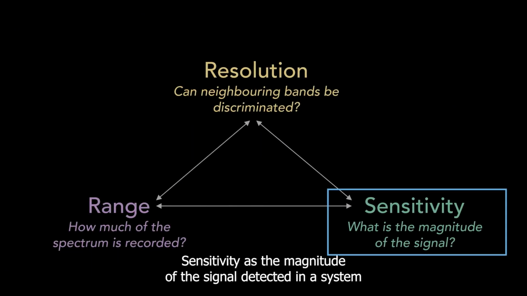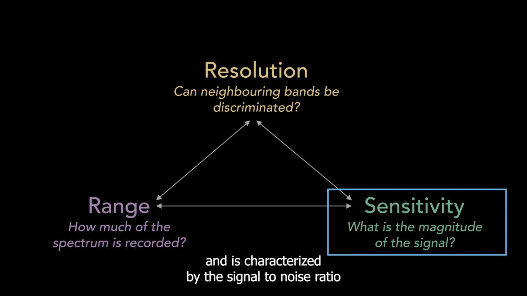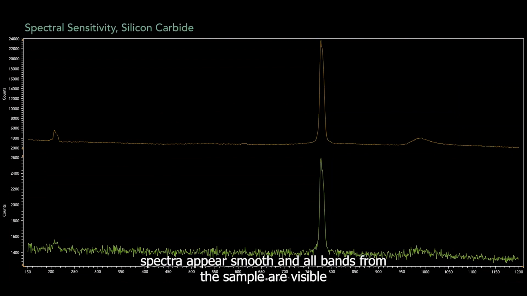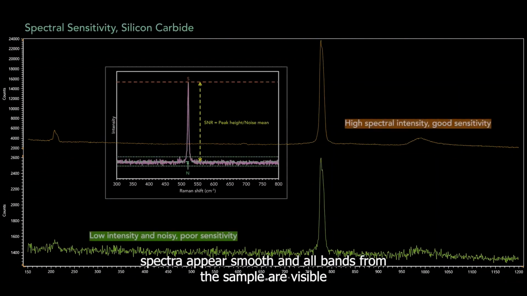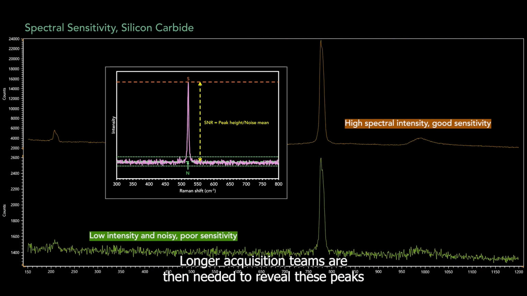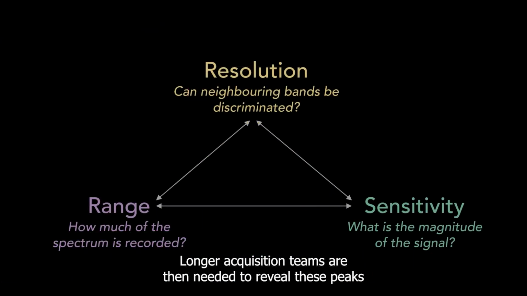Sensitivity is the magnitude of the signal detected in a system and is characterised by the signal-to-noise ratio. If sensitivity is high, spectra appear smooth and all bands from the sample are visible. If sensitivity is low, spectra appear noisy and expected peaks may not be visible. Longer acquisition times are then needed to reveal these peaks.